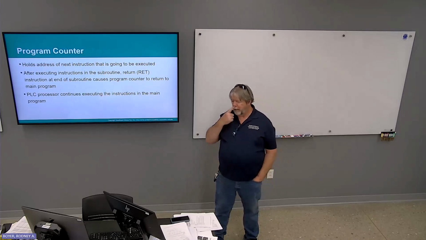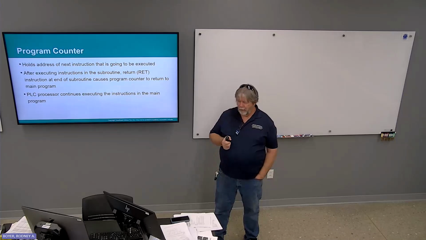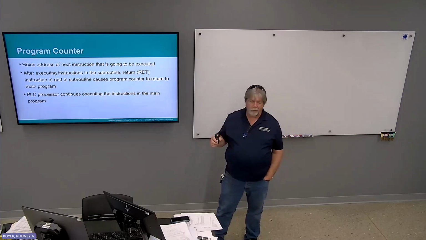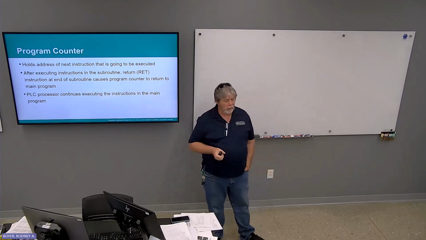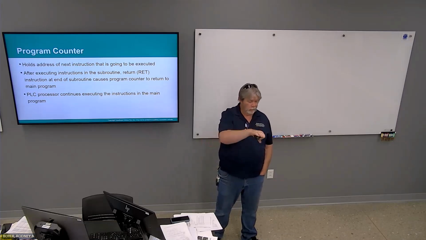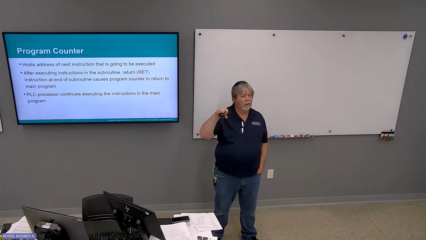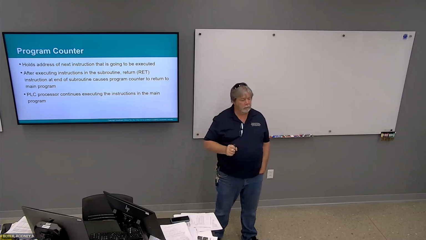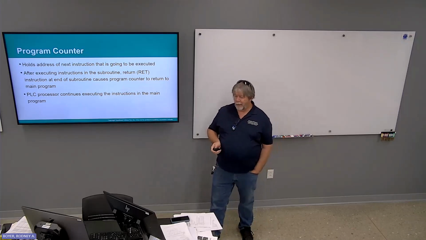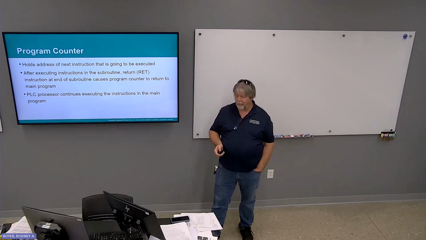The program counter holds the address of the next instruction that is going to be executed. After executing the instructions in the subroutine, the return instruction, the very last line in the subroutine program, causes the program counter to return to the main program. So if you jump out of the main program into a subroutine on rung 3, it goes to the subroutine and processes it. When it hits the return instruction, it comes back. It's going to pick up where it left off at rung 4 and continue on. Does that make sense? Okay. The processor continues executing the instructions in the main program after it returns from the subroutine.